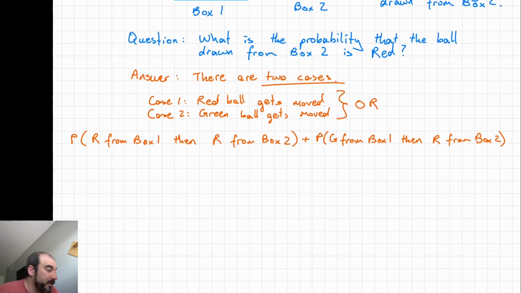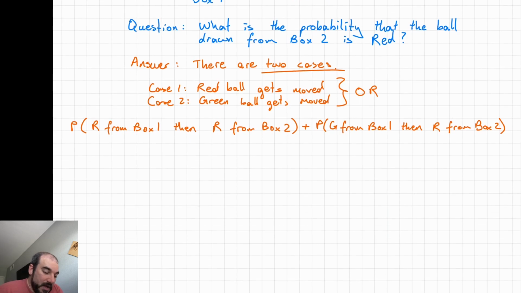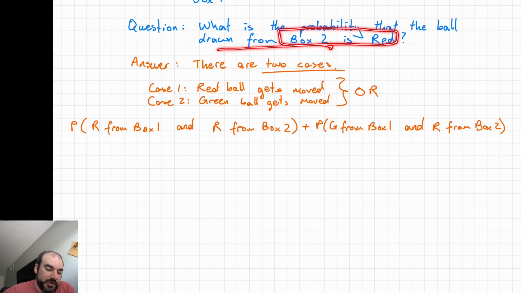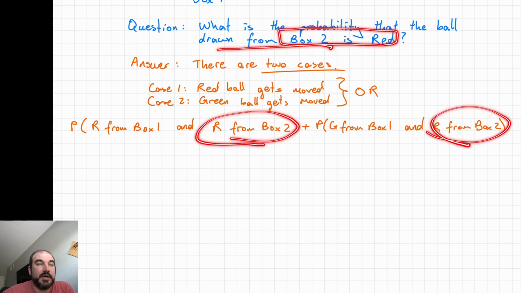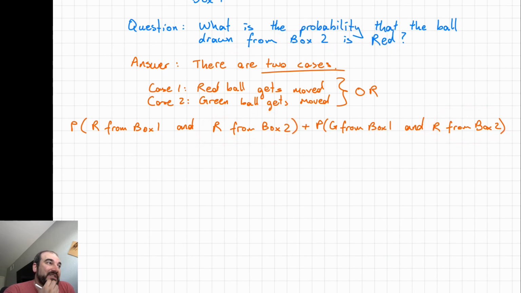So we're going to do those probabilities and we're going to add them together. I guess instead of "then" here in the middle, I kind of want to write "and", so that it's clear what kind of operation we're supposed to do. So a red gets moved from box 1 and a red gets drawn from box 2. And in the other case, we have a green gets moved from box 1 and a red gets drawn from box 2. Because remember, we're trying to find the probability that a red is drawn from box 2. So the second part of each case should be that a red is drawn from box 2.